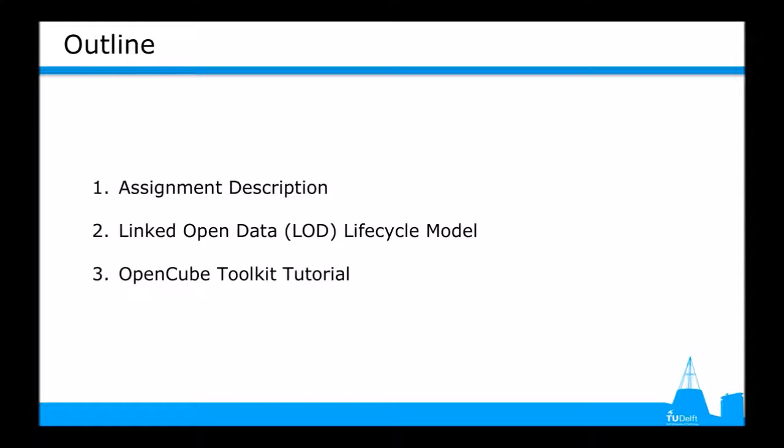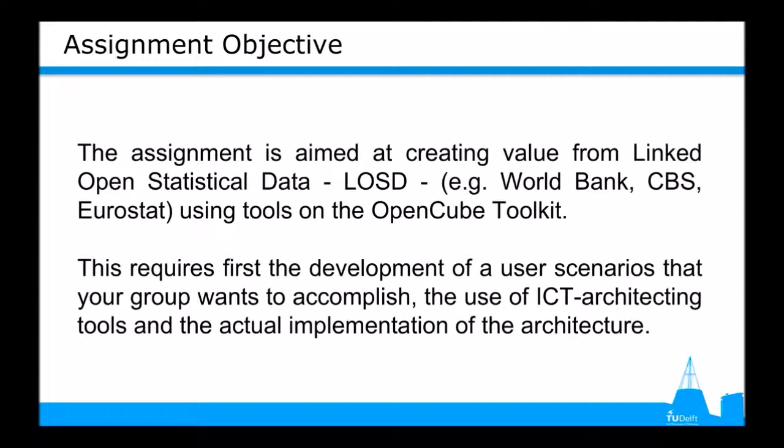The outline. We start with the assignment description, then we go for the linked open data lifecycle model, and finally the OpenCube toolkit tutorial. Assignment description. The objective of the assignment is to use the linked open statistical data from some websites, using the tools of the OpenCube toolkit, to create a real user scenario to accomplish a problem that we have in society, in government, or in enterprises.